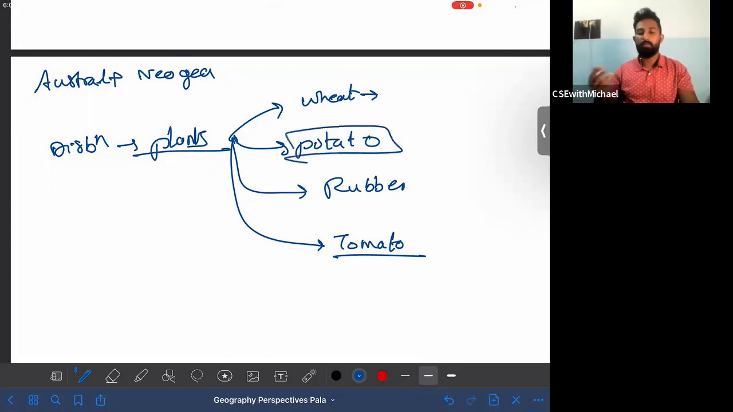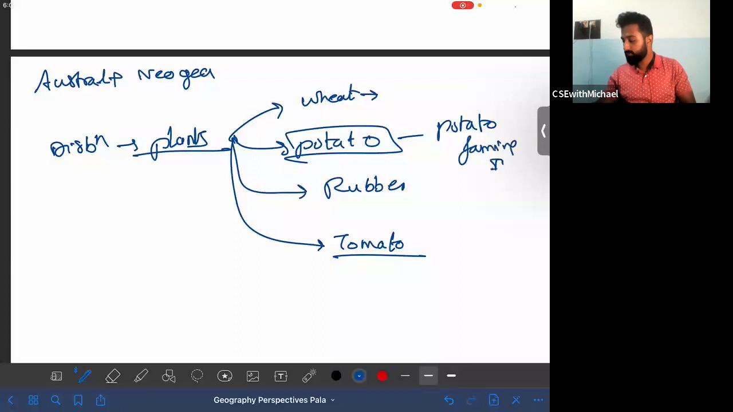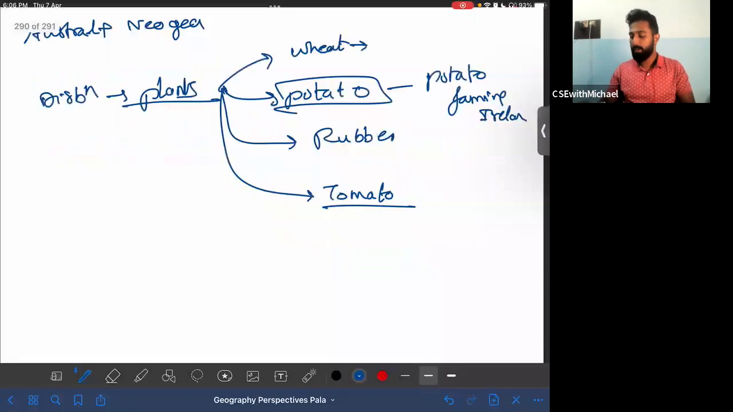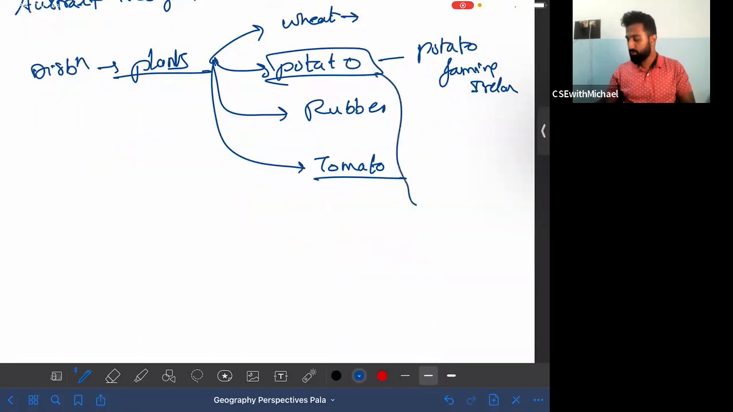Potato is the most important food crop in Europe. There was even something called the potato famine in the case of Ireland in the 1850s. So these crops were never grown in that part of the world, and were brought in through colonialism. These crops were brought from the Americas or the New World. They were not naturally occurring in this part of Europe or Eurasia. Wheat was there beforehand. So these were some of the crops.